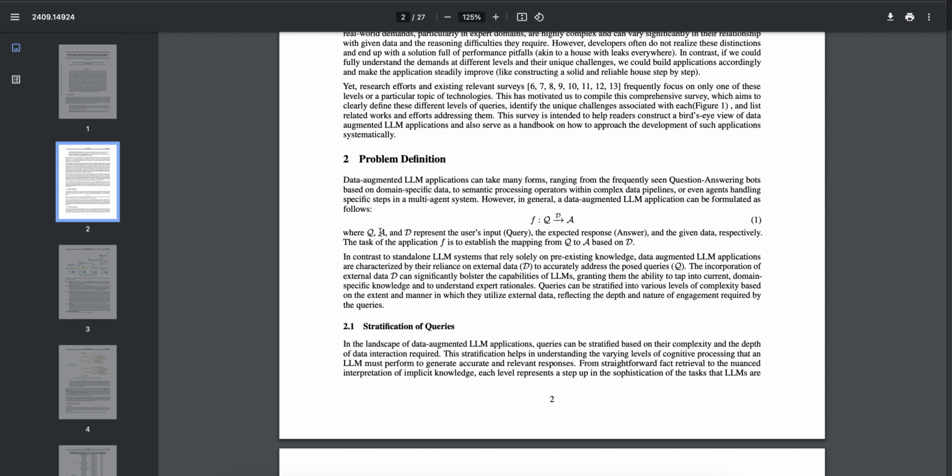Now similarly, what they are saying here is that currently the formulated thing is you have this function, right? And there are q, a and d. It's really simple. The user input is q, the query, and the expected response is the answer a, right? And the given data is d. So this is how you reach your answer, using the current data on a specific query, you are reaching the answer, right?